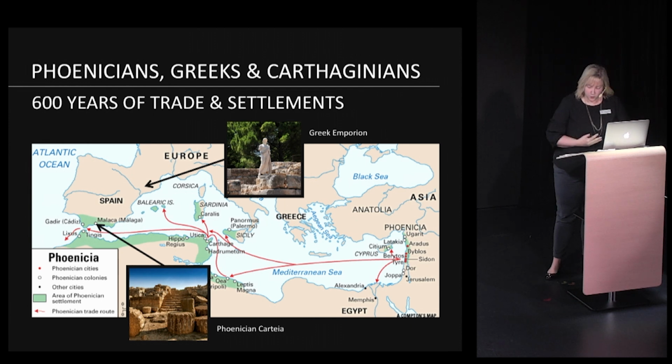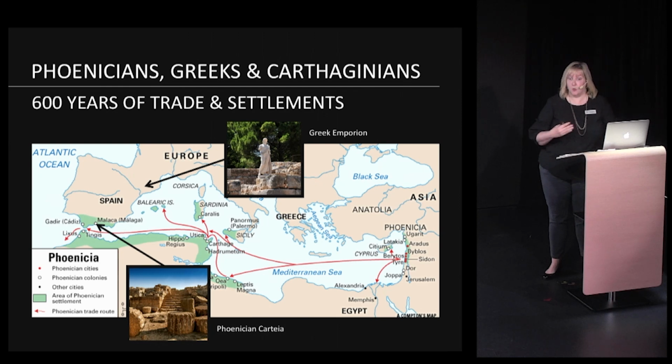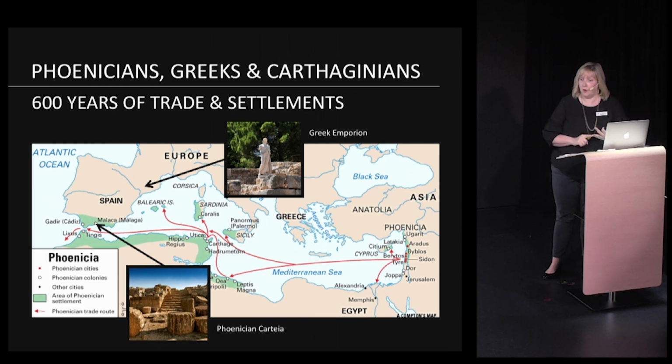Then the next group that comes in are the Greeks. There are a few Greek settlements. I believe there's a Greek settlement found not too far from Barcelona. Herodotus mentions that the Greeks were in southern Spain as well. So he's not always the best one to follow for certain things, but that's probably fairly trustworthy.